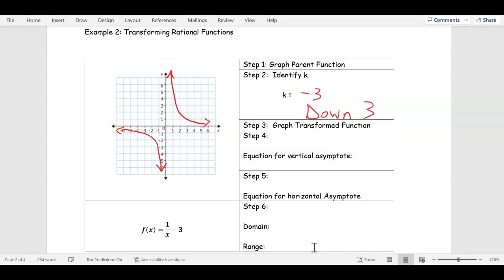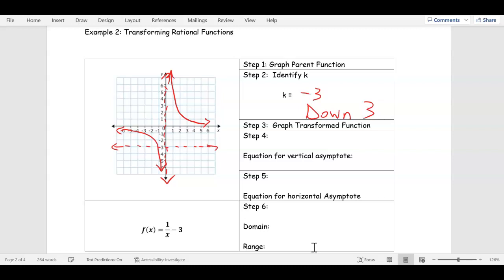Exactly. H underneath is a lie. K off to the side, no lie. H is left and right. K is up and down. Okay. So I'm going to put my new horizontal asymptote at -3 dash down here. It didn't shift left or right, so I'm going to keep my vertical asymptote on the axis. All right, and then step 3, I need to redraw this 3 down using these asymptotes right here.